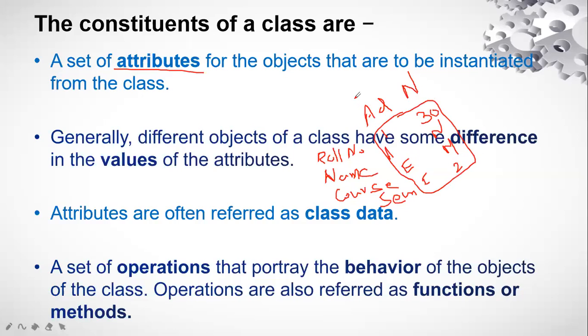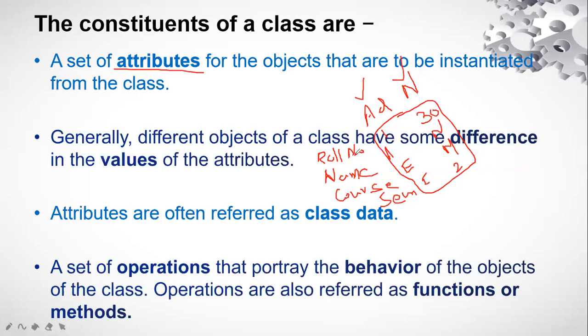Now, these two objects have different values of properties. They have the same properties, but they have different values of these attributes. So this is what we have defined here. Generally, different objects of a class have some difference in the values of the attributes. So these particular values can be different. And when I talk about class, these are all the properties which are going to be almost common in all the students, let it be Neha, Abhishek, Aditya, whatever it is. But the values can be different.